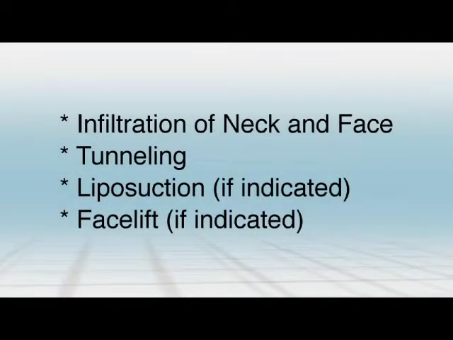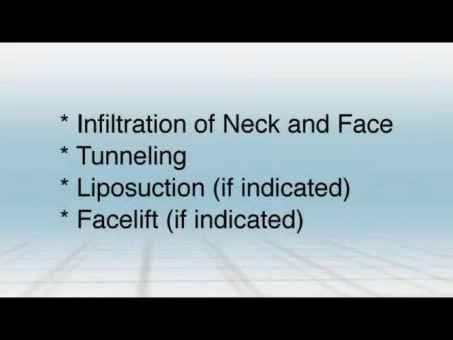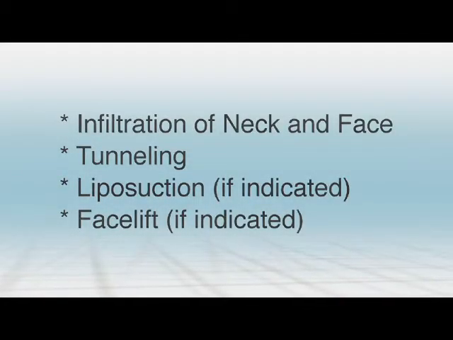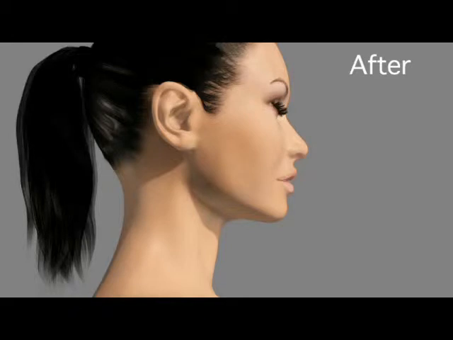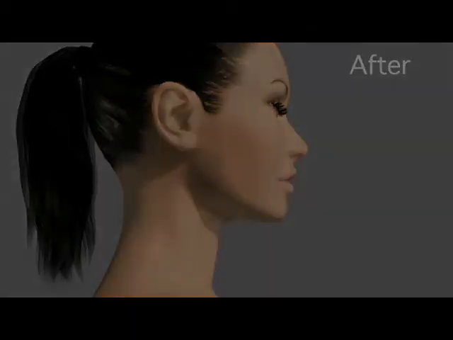The neck area is then infiltrated, the area is tunneled with a liposuction cannula, and then fat is removed if it is indicated. And lastly, the placement of the matrix, either the NDS or the trampoline platysmoplasty. This procedure can be used as a standalone procedure in a younger patient with good skin elasticity or in conjunction with a facelift to treat the neck portion of the rejuvenation.